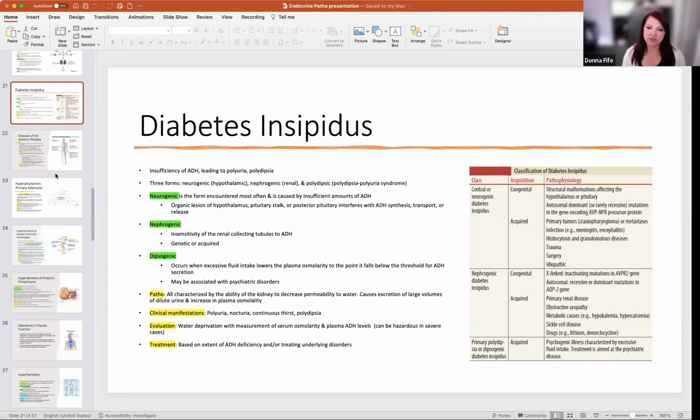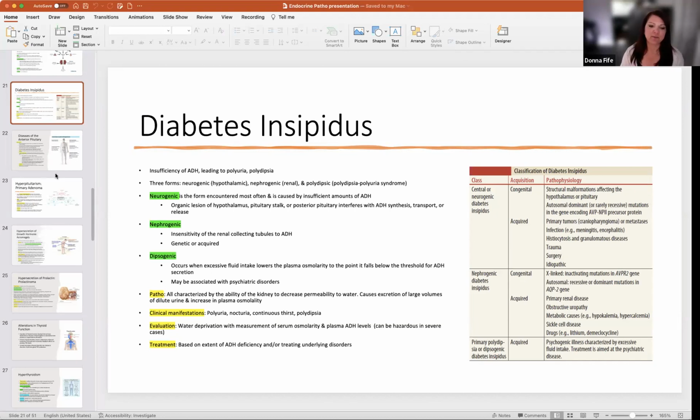There can be an organic lesion of the hypothalamus, pituitary stalk, or posterior pituitary that interferes with ADH synthesis, transport, or release. Nephrogenic involves insensitivity of the renal collecting tubules to ADH, and this can be genetic or acquired. Dipsogenic occurs when excessive fluid intake lowers the plasma osmolarity to the point that it falls below the threshold of ADH secretion, and this may be associated with some psychiatric disorders.